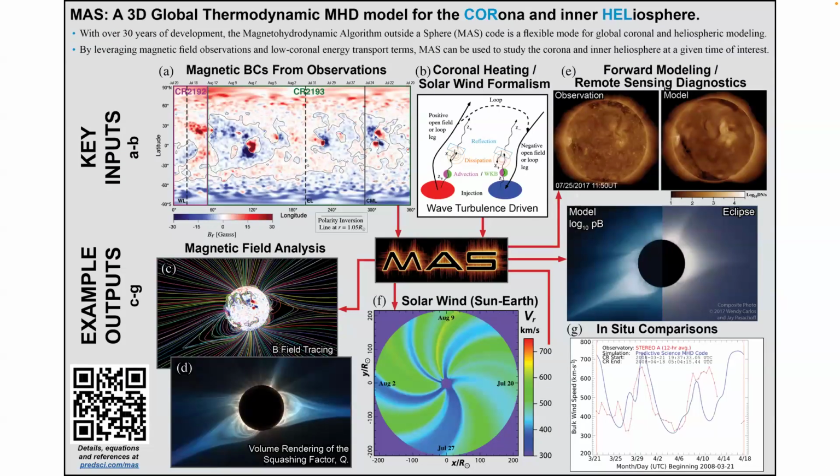At Predictive Science, we're the developers of a code called MAS, which we call a thermodynamic MHD model for the corona, but MAS can also be coupled to the inner heliosphere, basically covering from 1 RS to 1 AU. As was pointed out in earlier talks, a key input to this type of modeling is the magnetic boundary conditions. For a thermodynamic MHD coronal model, you might also have coronal heating, and that can generate a lot of things that might be of interest if you're studying the context of a particular observation. What was the corona looking like at the time? You can do forward modeling, you can look at the magnetic field, you can even do solar wind or in situ comparisons.